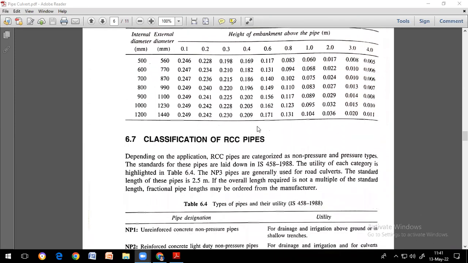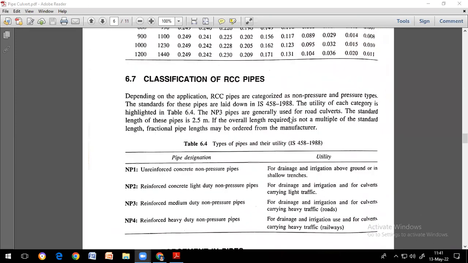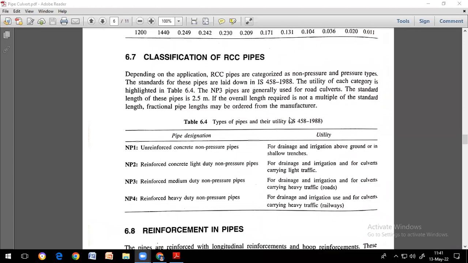Right. And next, let's talk about the classification of RCC pipes. What do we mean by the classification of RCC pipes? How are the RCC pipes classified? So there will be just concrete pipes. Let's discuss this one by one. So this is the topic. There are 2 more topics left in this pipe culvert, and then we can go straight to the problem. Right. So let's see the classification of RCC pipes.